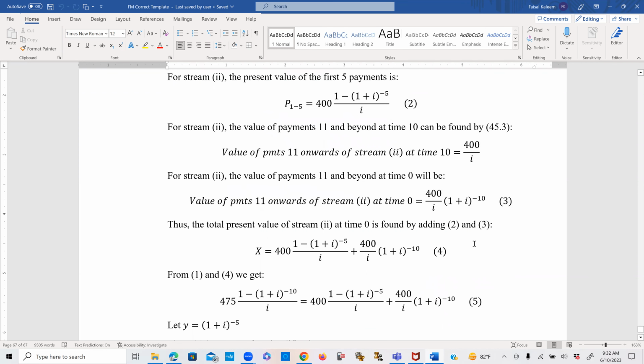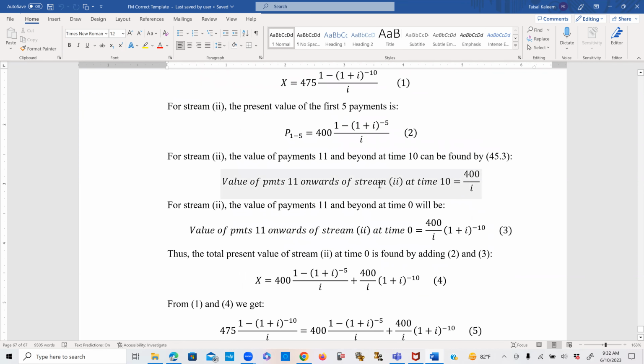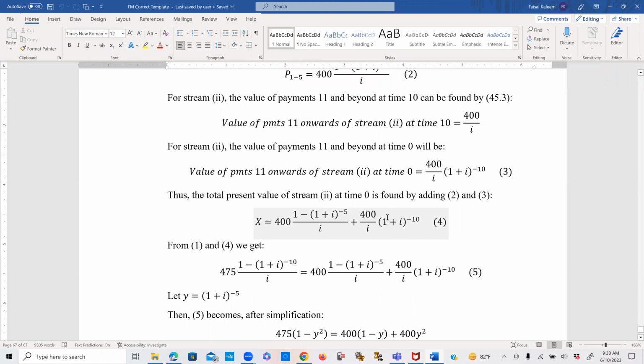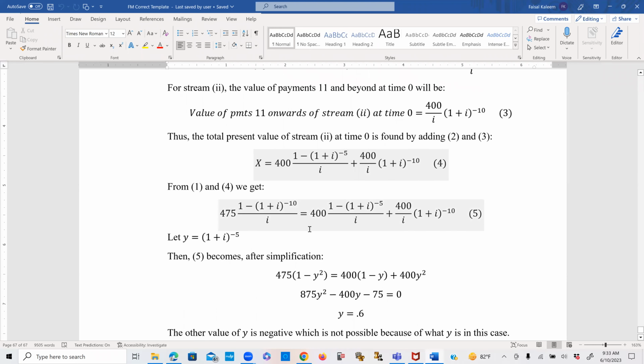Therefore, the total present value of stream 2 will be the present value of the first 5 payments plus the present value of the infinite part, which is 400 over i times (1 plus i) to the negative 10. And this is also equal to X, because we're told that the first and second streams have the same present value. So from equations 1 and 4, we get 475 times 1 minus (1 plus i) to the negative 10, over i, equals all of this right-hand side of 4. And the i's can cancel out.